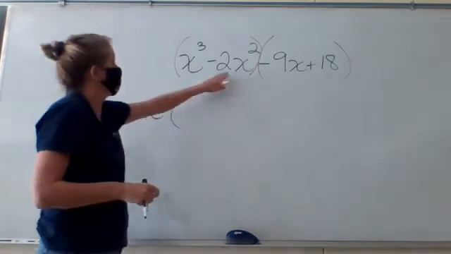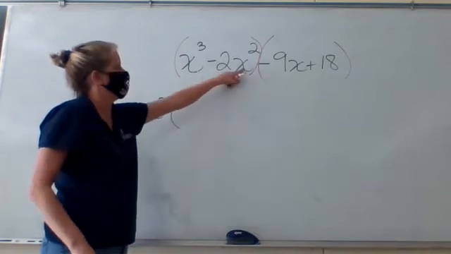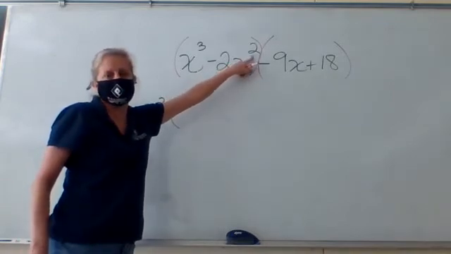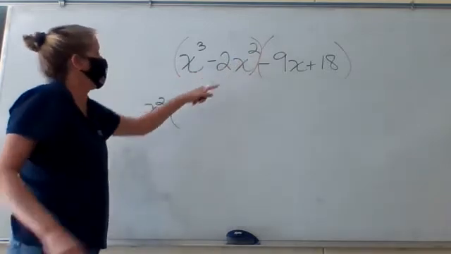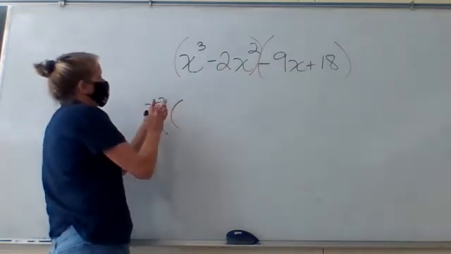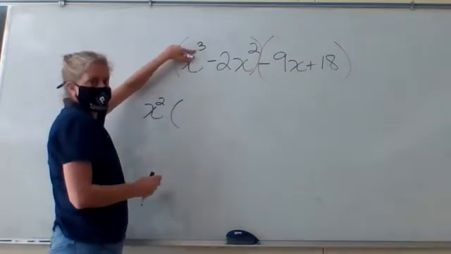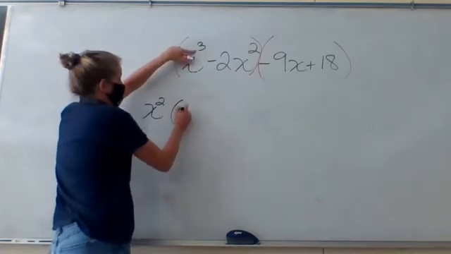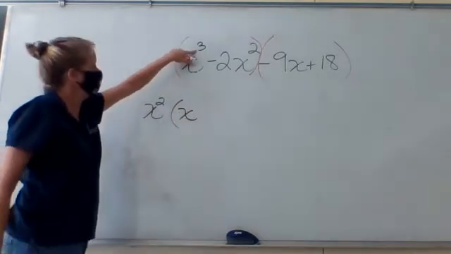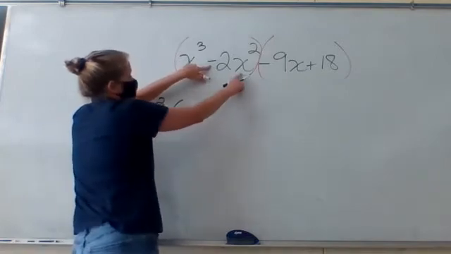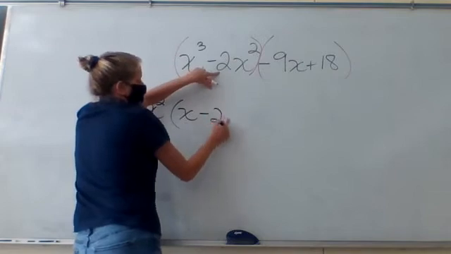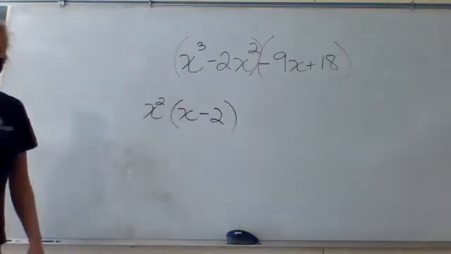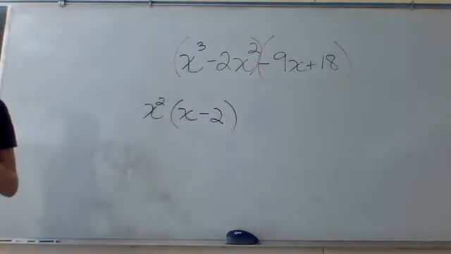Because I can't pull out any more than x squared from these, because that's as much as this one has. That's why I can't pull out x cubed. This one doesn't have enough to pull out x cubed. But I can take x squared out of both of them. So if I take x squared away from x cubed, I'll have an x left, minus, if I take x squared out of this term, all that's left is 2. So I'm done with the first group.